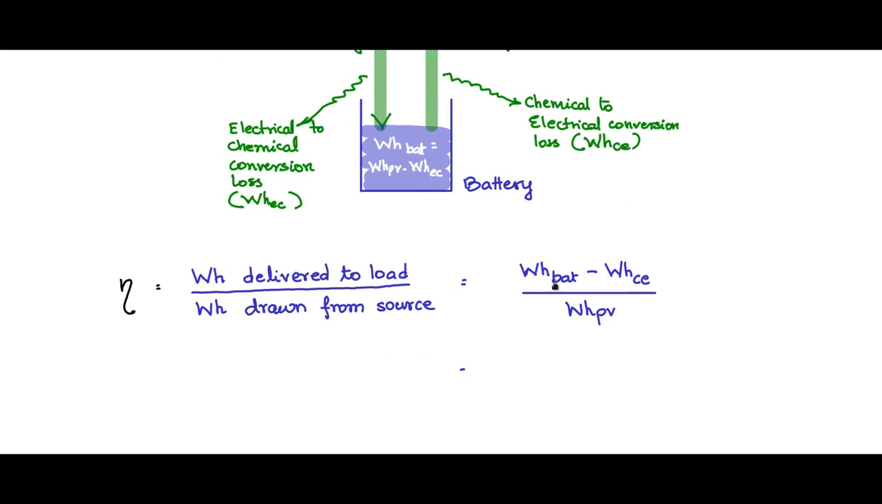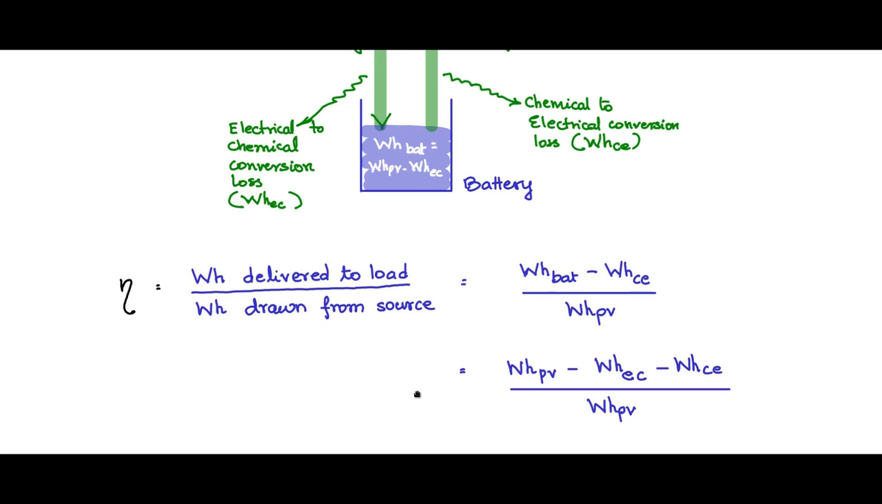We can further expand this. WH battery can be written as WHPV minus WH electrical to chemical conversion loss minus WH chemical to electrical conversion loss, all by WHPV. This would be the definition of the efficiency in the case of the batteries. It is dependent on the energy, that is the watt hours, so it is also called the energy efficiency or the watt hour efficiency of the battery.